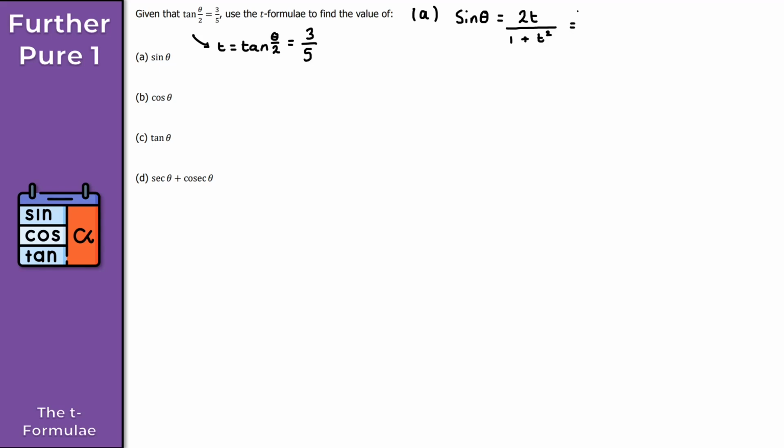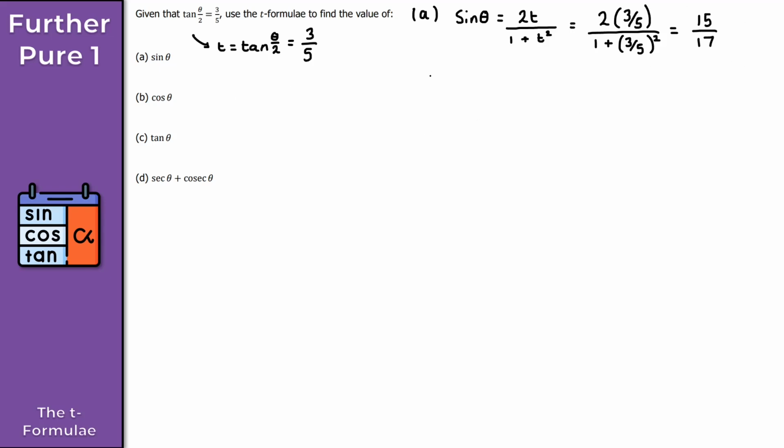In that case then, what I get here is 2 lots of 3/5. So 2 lots of 3/5, and that's all over 1 plus 3/5 all squared. Okay, just put this here then into your calculator. You don't even need to do it by hand, right? And if you do this correctly then, what you should find here is we get 15 over 17. Okay, hopefully nice and easy there for part A.